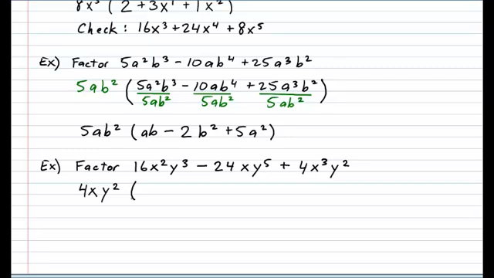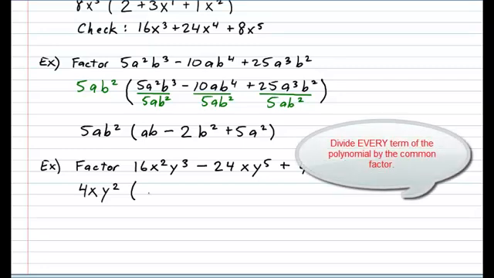Now normally, the second step, most people tend to just do it in their heads. So, I'm going to do it in my head. 16x squared y cubed divided by 4xy squared. So 16 divided by 4 is 4. X squared divided by x to the 1 is just x. And y cubed divided by y squared is just y.